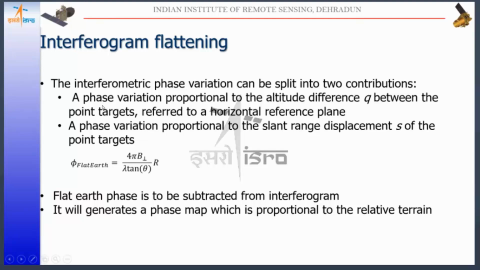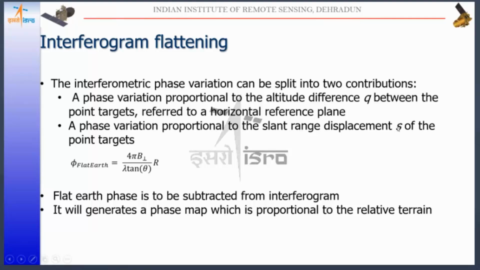First is the phase variation proportional to the altitude difference Q between the point targets. Means if the terrain is there, and Q is the terrain difference, then the phase difference will be introduced due to the terrain undulation. And second is the phase variation proportional to the slant range displacement S of the point targets. So that slant range is common to all targets, and the phase is also introduced by that slant range.